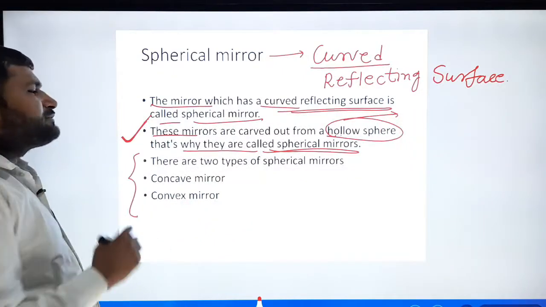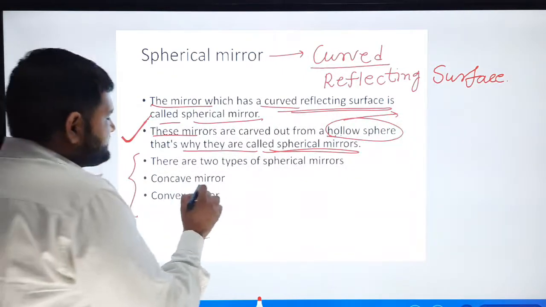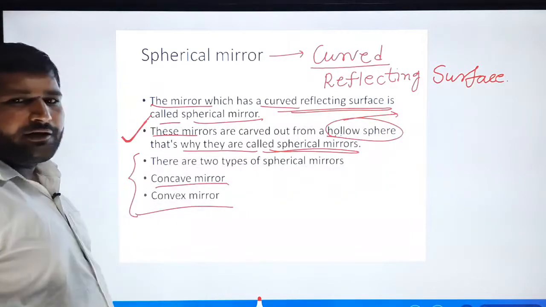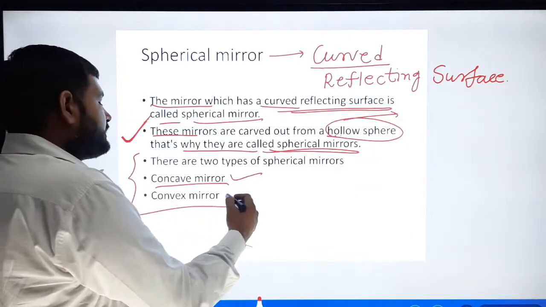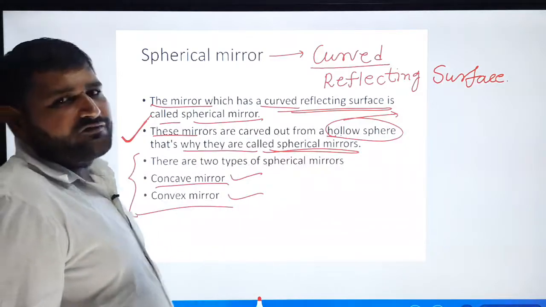Now there are two types of spherical mirrors. First one is concave, next one is convex. So there are two categories of spherical mirrors. First one is concave mirror, second one is convex mirror.